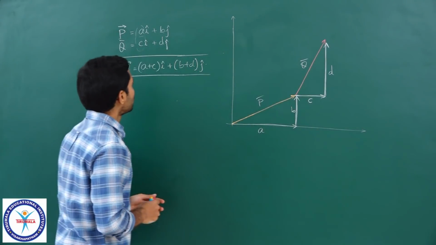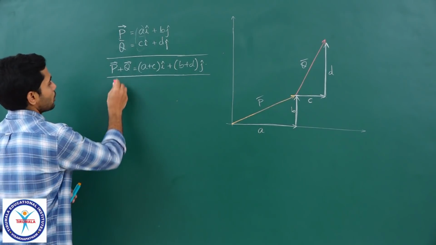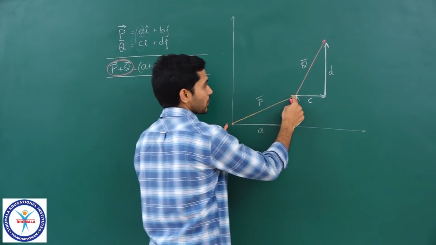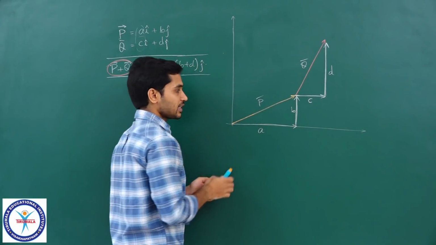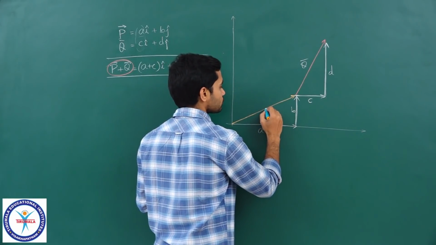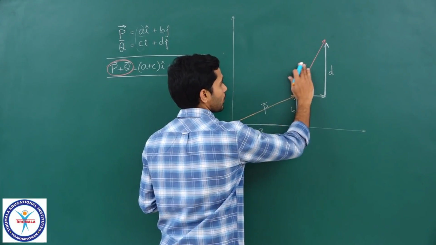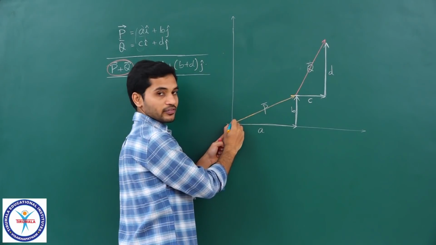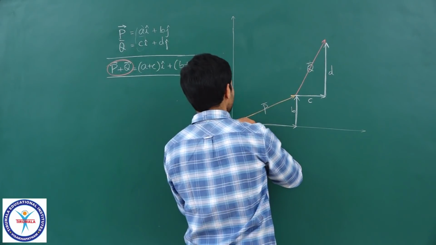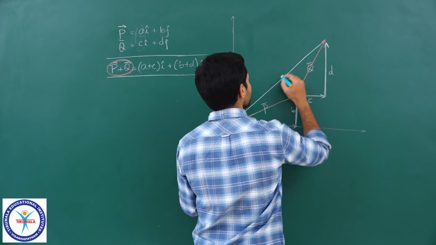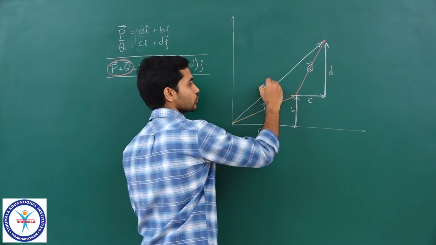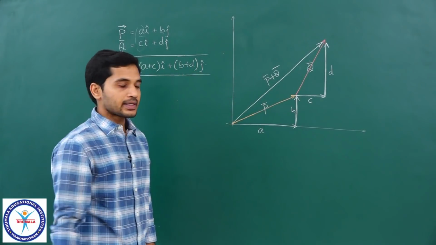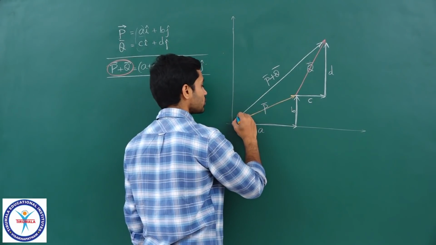Okay. Now we need to find p bar plus q bar. You know how to do that? If this is p bar and this is q bar, we can say that by using triangle law of addition, I can directly say that a line which is joining from here till here will be the resultant vector. So this vector will be the resultant. So this will be p bar plus q bar, correct.